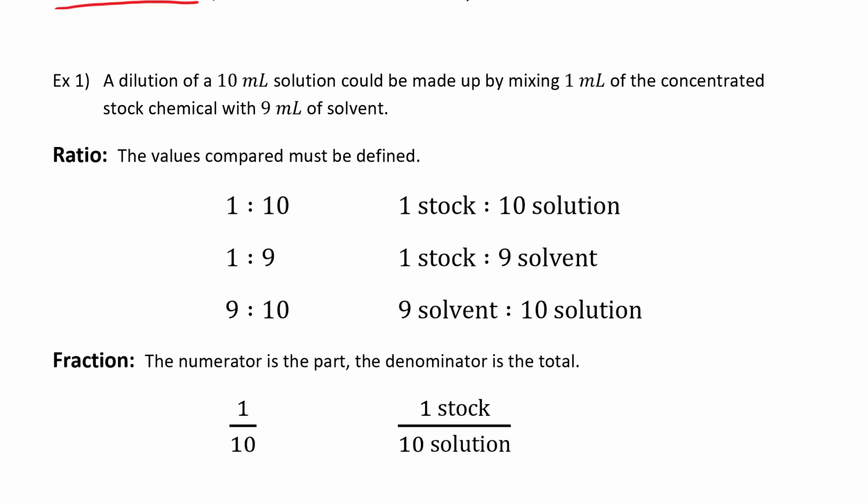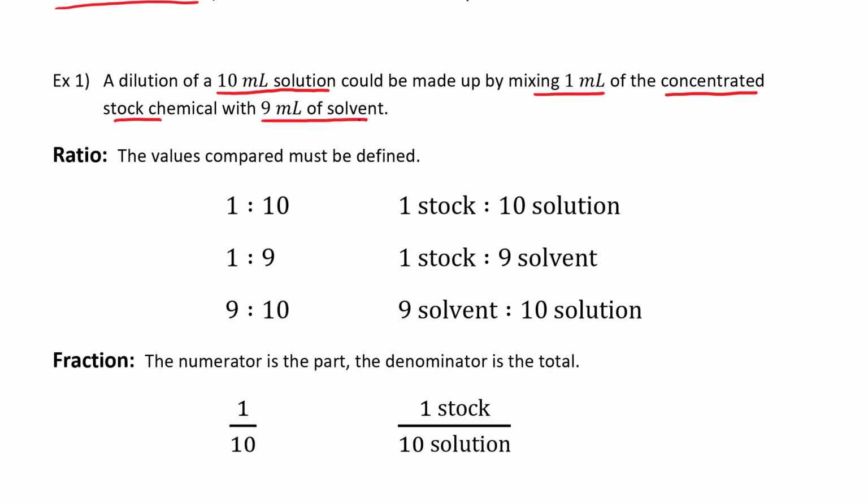Let's examine a very simple dilution. We want to make a 10 ml solution. We're going to dilute down a stock solution. We'll take 1 ml of that stock solution, a more concentrated version, and we'll dilute it down by adding 9 ml of solvent to that.